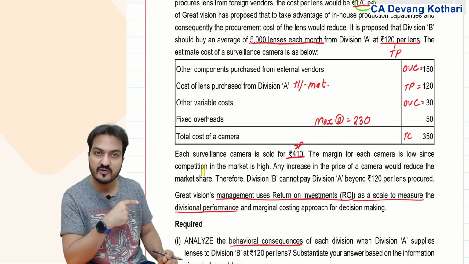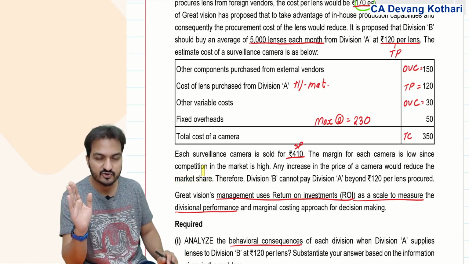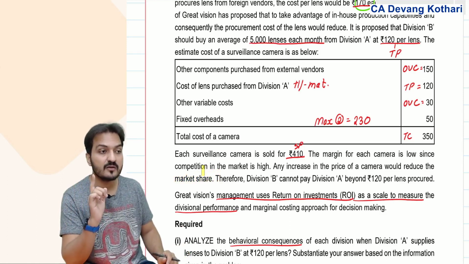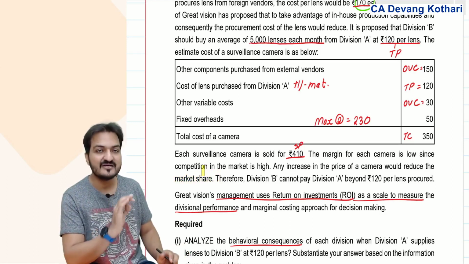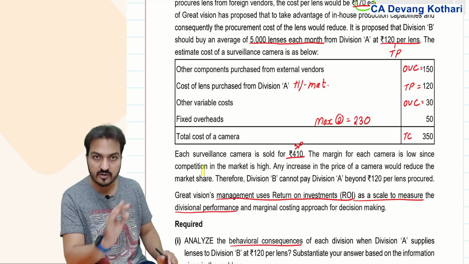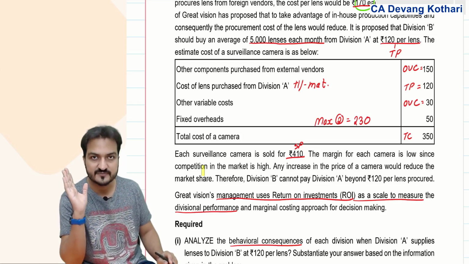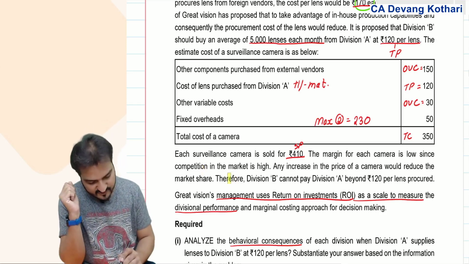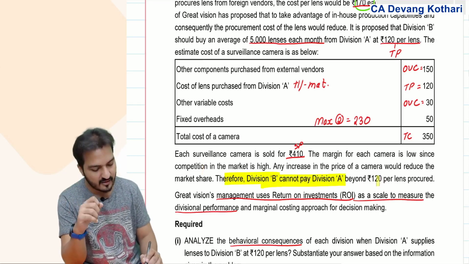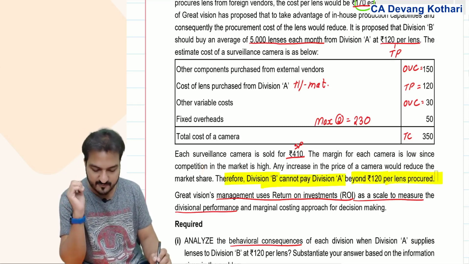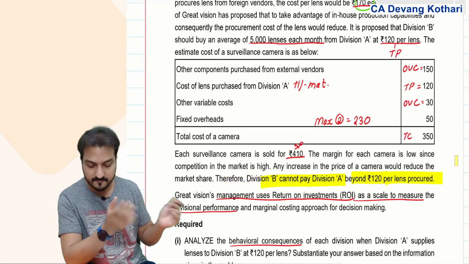Are you told how much demand will reduce? No. So you have to answer the question considering that the selling price of the final product will not change, and demand should not change. Therefore, division B cannot pay division A anything beyond 120 per lens procured. That is what they feel.